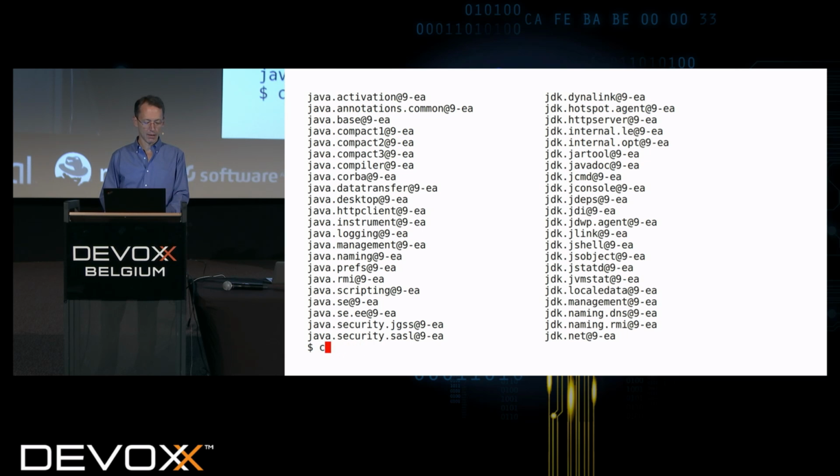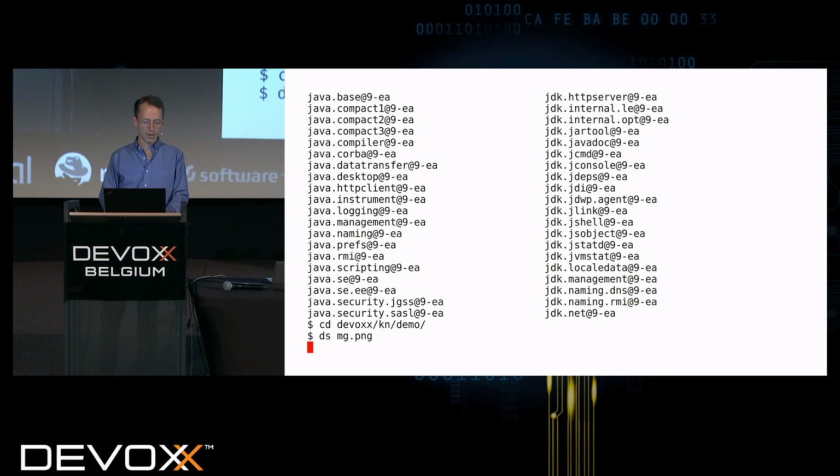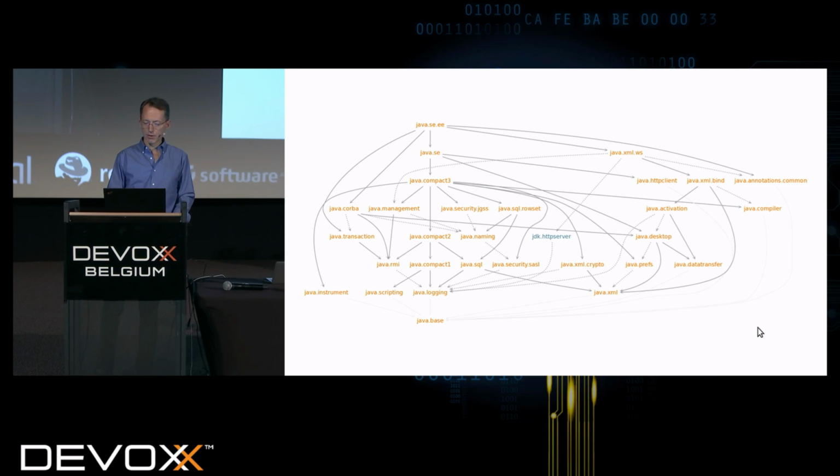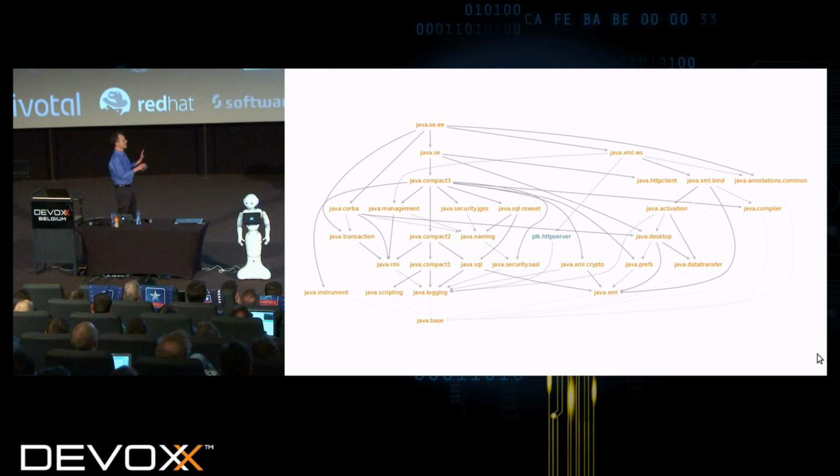Whoops. Let me get into the right directory since I had to reboot. There is the module graph. So this is the graph of just the Java modules plus one JDK module that's snuck in there for obscure reasons. This doesn't look as pretty as graphs I've shown before. There's a reason for that.